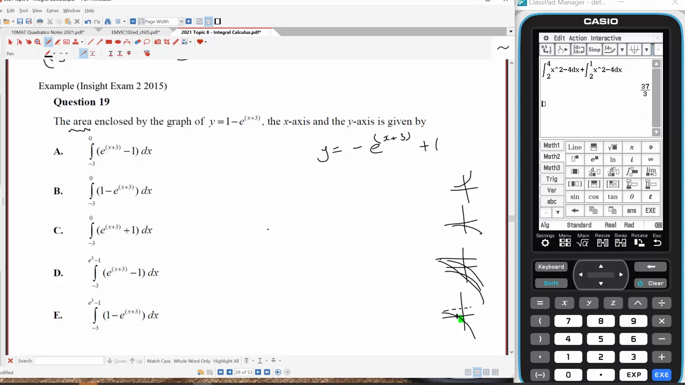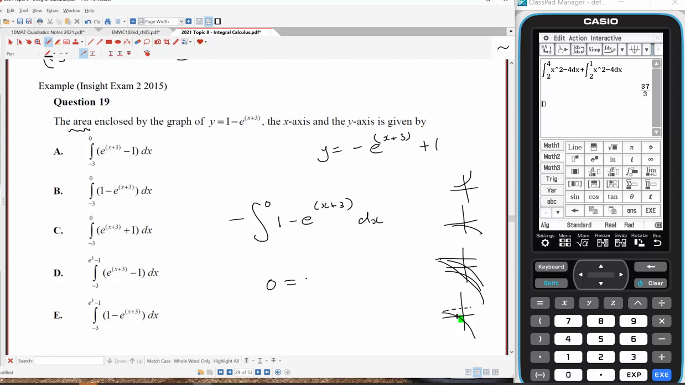So essentially what I'll do is I'll go negative integral of 1 take e to the x plus 3 dx, between, so the upper terminal will be 0 and the lower terminal will be whatever the x-intercept is. So let's get the x-intercept.